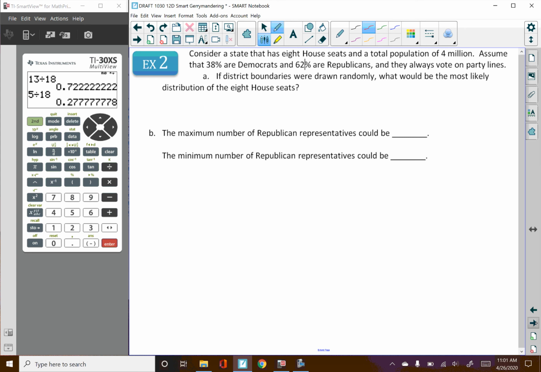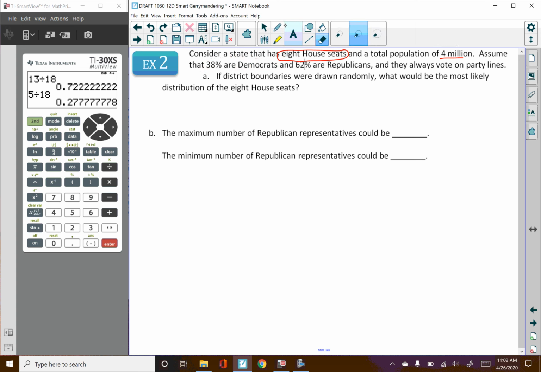All right, so our second example, consider a state that has 8 House seats. So we've got 8 seats. Total population is 4 million. We're going to assume for this district that 38% were Democrats and 62% are Republican, and that these people are always voting along those party lines. So if the district boundaries were randomly drawn, what would be the most likely distribution? Well, if it was random, then we would expect Democrats to get 38% of the seats, and we would expect Republicans to get 62% of the seats.